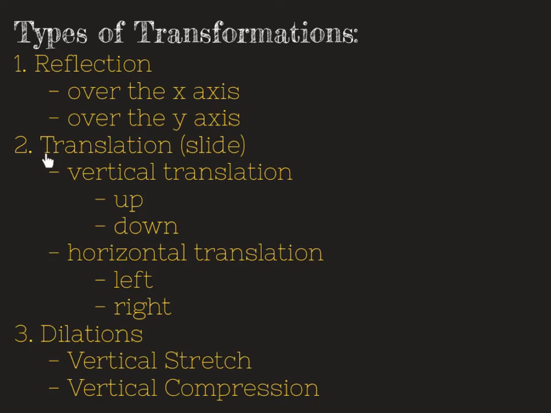Our next type of transformation that we have is a translation, which you might remember from geometry, and that's really just a slide. Okay, so you can have a vertical translation, which means that you might be going up or down, or you can have a horizontal translation, which means that you're going to be moving left to right. Our last type of transformations that we have on functions is a dilation, and our two options are a vertical stretch or a vertical compression. So we're going to get into what that looks like next.